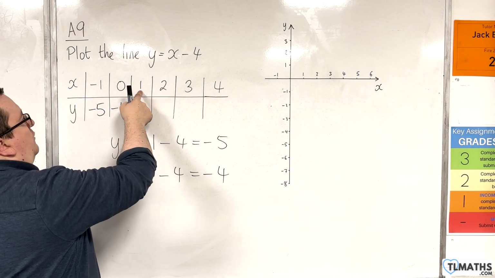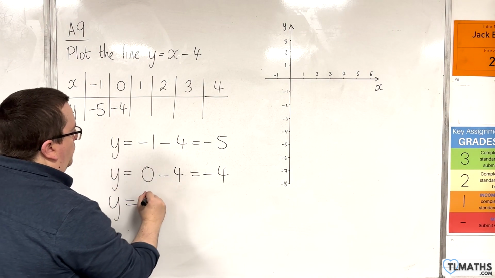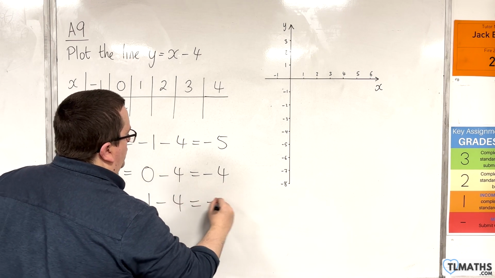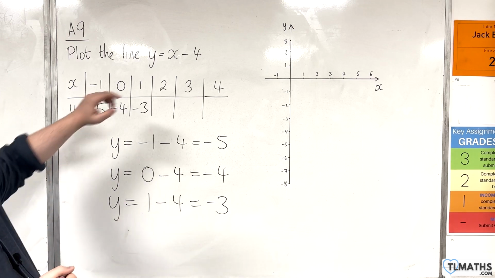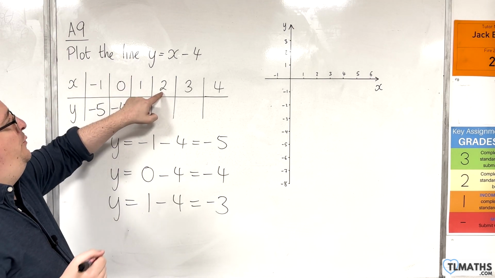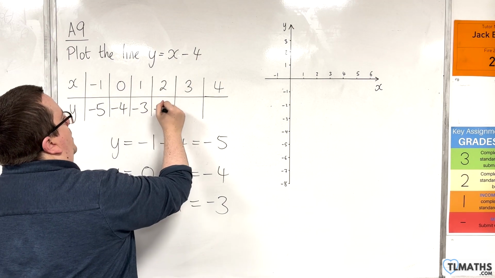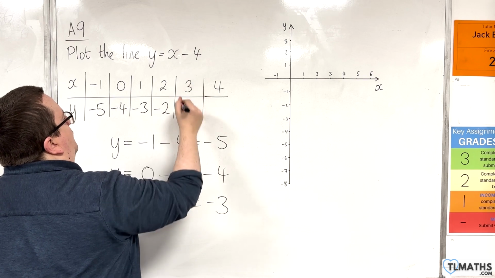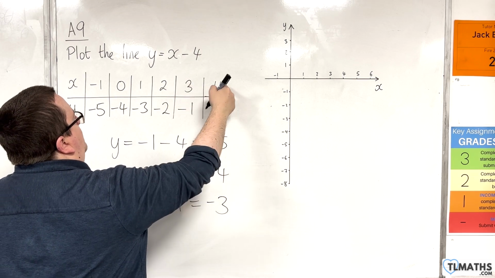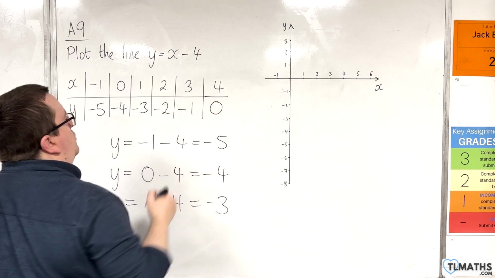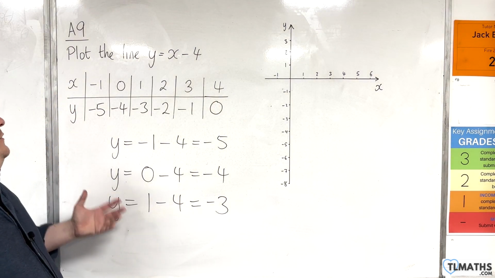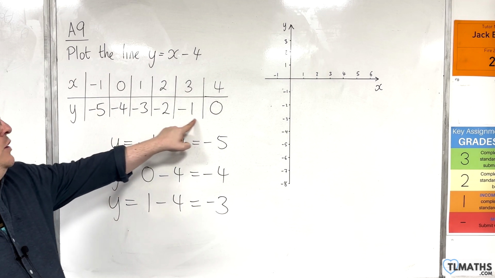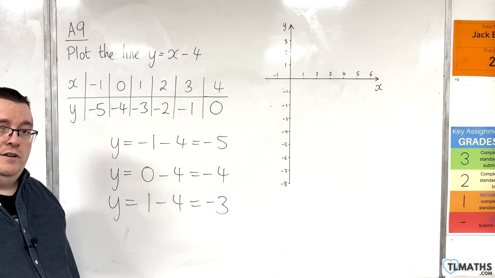And if we replace the x with 1, we get y equals 1 take away 4, which is -3. Okay, and so on and so forth. So 2 take away 4 is -2, 3 take away 4 is -1, and then 4 take away 4 is 0. So what you find in this case is that these values are increasing by 1 each time.